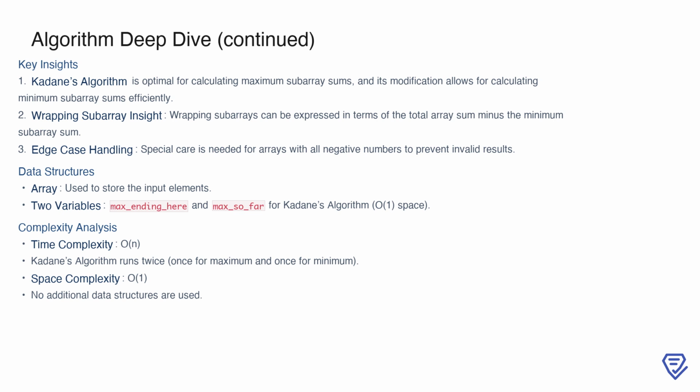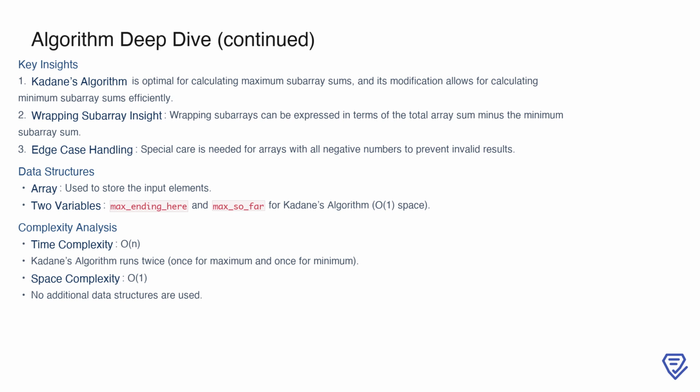Second, the wrapping subarray concept is fundamentally tied to the total sum of the array minus the minimum subarray sum. This relationship allows us to handle the circular nature of the problem without explicitly considering all possible subarrays. Finally, edge cases, such as arrays with all negative numbers, require careful handling to avoid incorrect results.